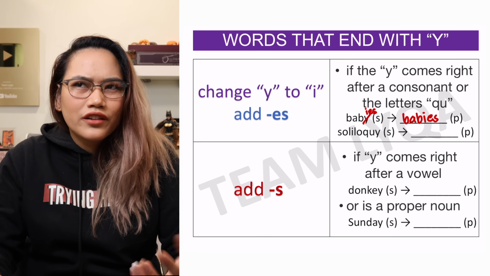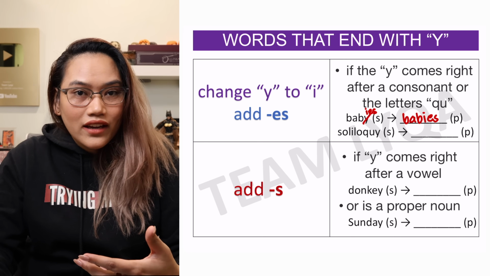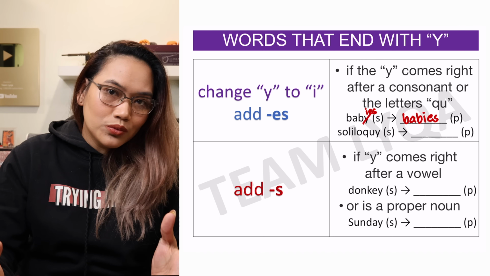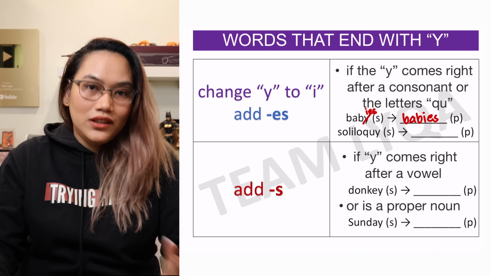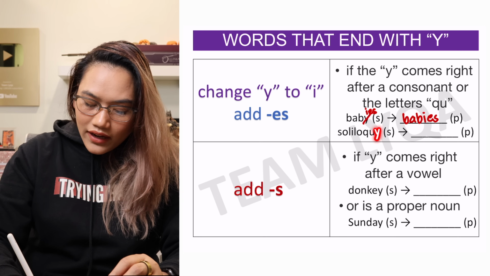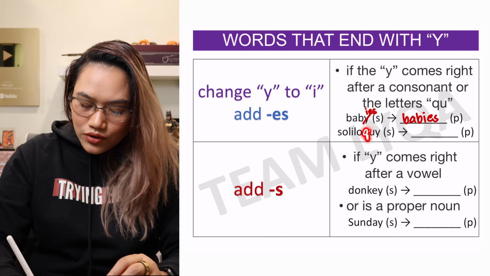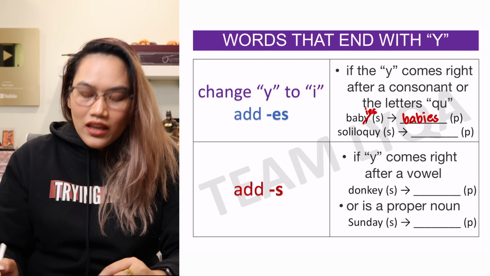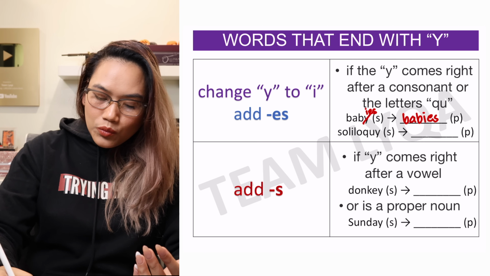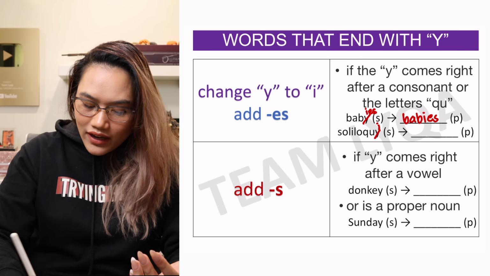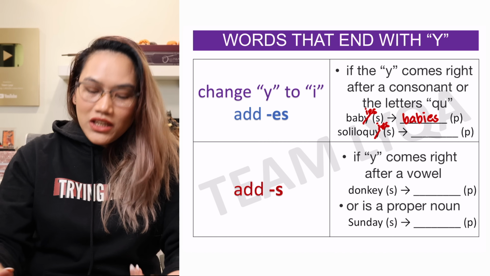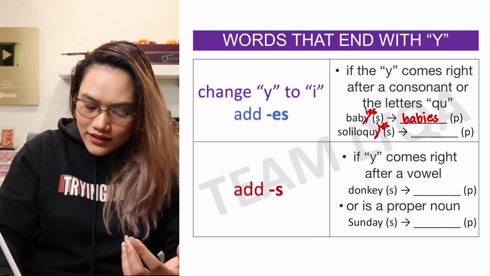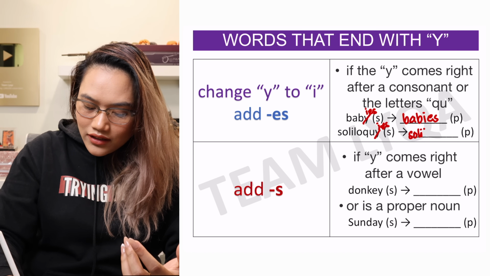Now let's think of a word that ends with a Y but is preceded by QU. A word like soliloquy. Again, it ends with a Y and it follows a QU. So, it fits this description. We do the same thing. We change Y to I and add ES, which means its plural is soliloquies.